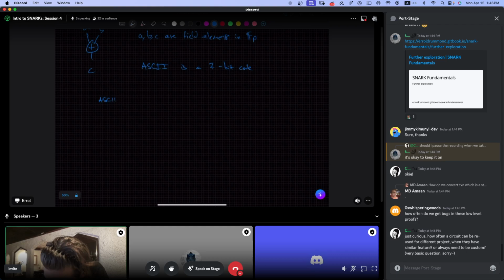I'm just going to call it ASCII with a box. And when we put in A, it should basically output A. It should output A, and it should also output a 1.